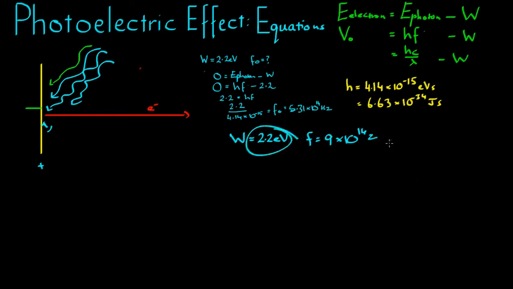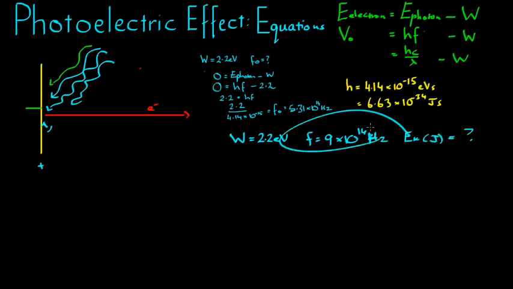So work equals 2.2 electron volts, the work function. Frequency is 9 times 10 to the 14 hertz. And we want to know what is the maximum kinetic energy in joules that this light will eject from this metal surface. So we say the energy of the electron equals the energy of the photon, take away the work function. Energy electron equals the energy of the photon, where we say H, F, take away W. Since W is already in electron volts, let's work in electron volts for now.